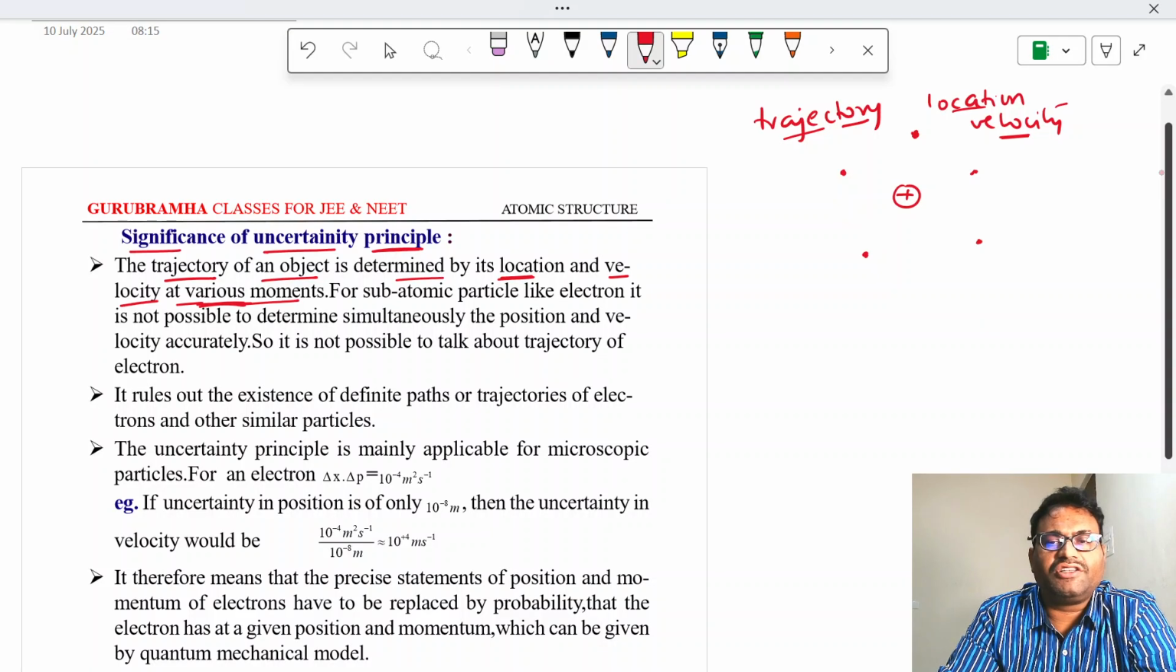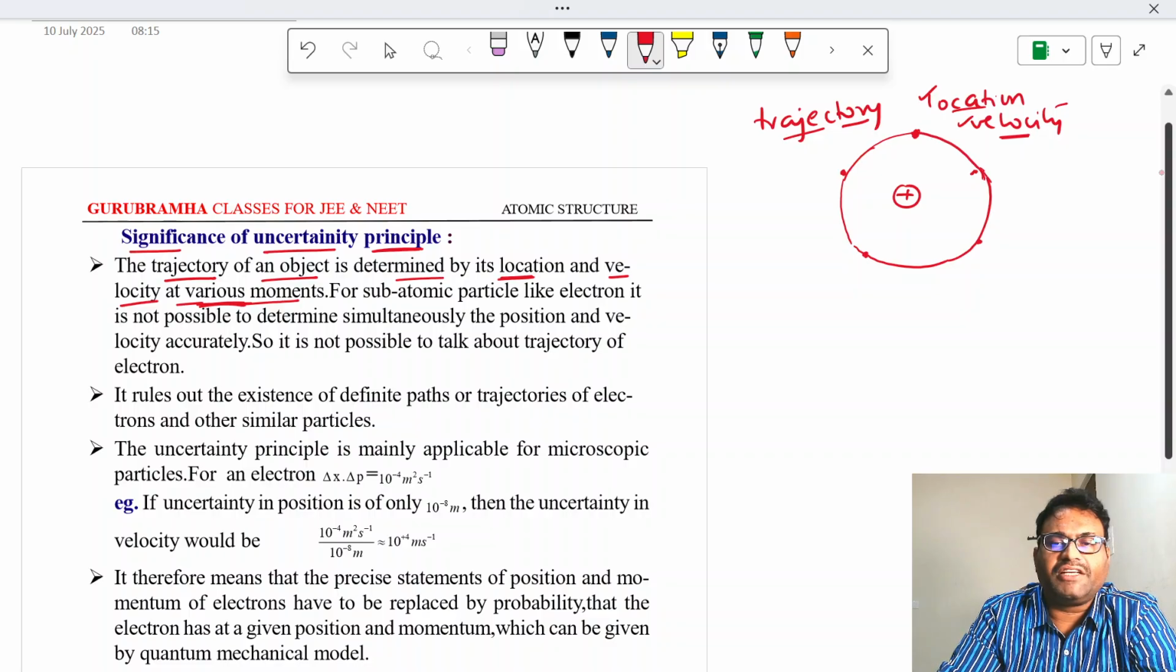The path in which the electron is moving. Path means only the direction in which the electron is moving. That is what Niels Bohr says. Niels Bohr said that the electron moves in definite, circular paths, because according to Niels Bohr, the electron is behaving like a particle and its location and velocity at different moments can be determined. So Niels Bohr said that there is a particular trajectory. It is moving in a circular path.